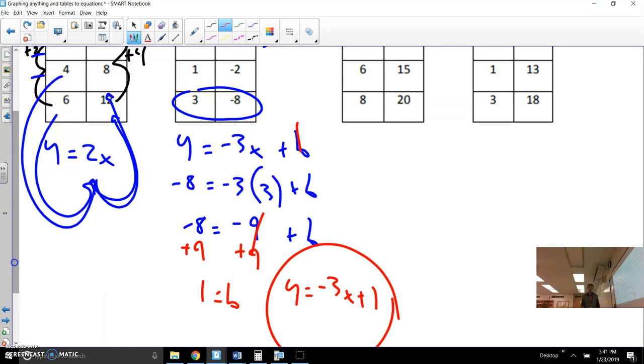I want to double check that that works, so I'm going to pick maybe a different point. 1 is supposed to give me -2. So -3 times 1, that's -3.